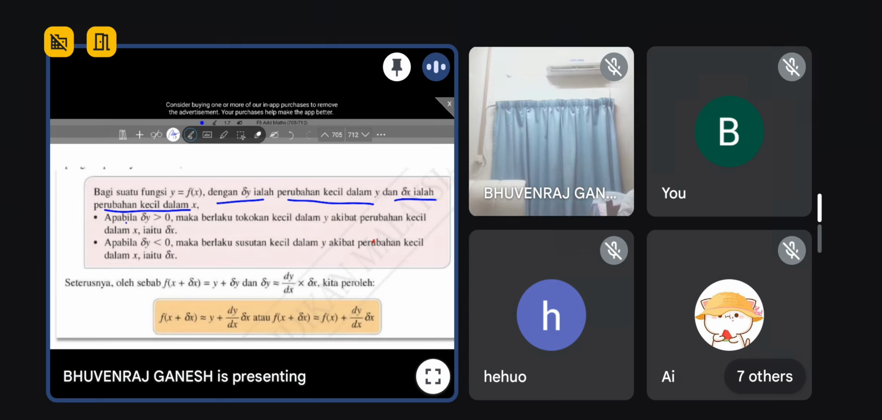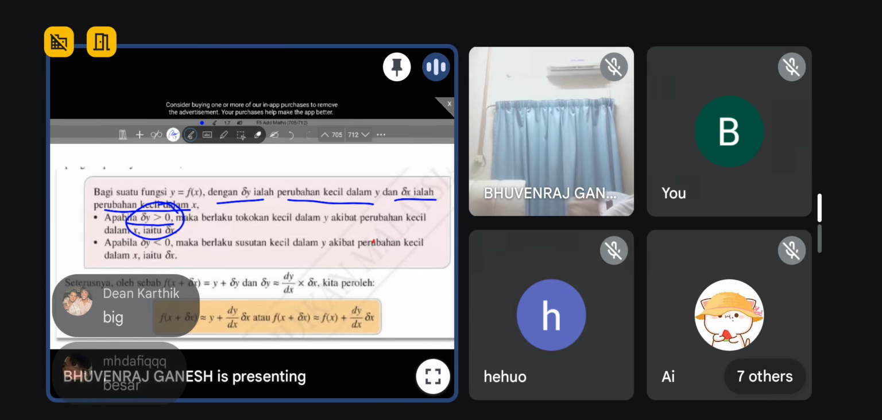Okay, first equation. Let's say delta Y lebih besar dari kosong. Okay, so what does this tell you guys? Can anyone tell me? Apa maksud simbol ni? Adakah perubahan dia besar atau kecil untuk delta Y lebih besar dari sifar? Is it a small change or big change?